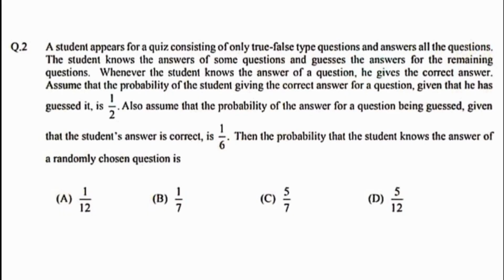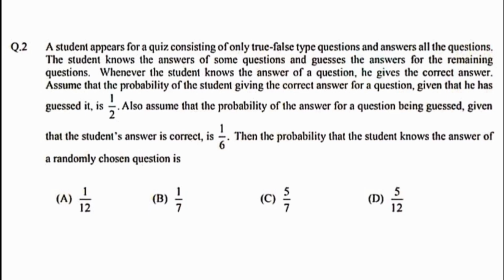A student appears for a quiz consisting of only true-false type questions and answers all the questions. Note down, answers all the questions. The student knows the answer of some questions and guesses the answers for the remaining questions. That means either he knows or he guesses. Whenever the student knows the answer of a question, he gives the correct answer. That means if he knows, then he gives the correct answer. Probability of giving correct answer is 1 when he knows the answer.